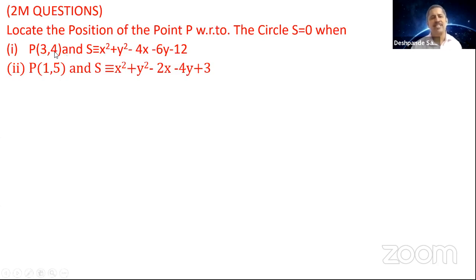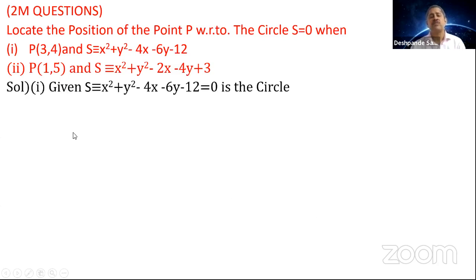So what is x1, y1? This point. So if this value is greater than 0, if S11 value is greater than 0, the point is on exterior. If the value is less than 0, the point is in the interior. If it is equal to 0, you are going to say the point is on the circle or circumscribing the circle. So let us take the first one. So we got S is equal to x square plus y square minus 4x minus 6y minus 12 is equal to 0.